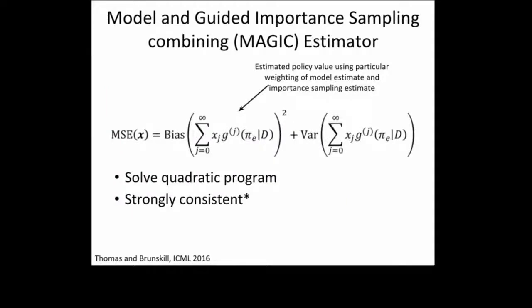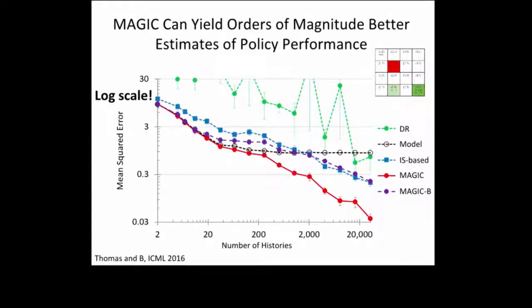And the idea here is that we can directly quantify what the bias and variance of these various blends are and treat it as a quadratic programming problem, and yet still end up with an estimator that is strongly consistent. So the estimator we compute in this case, which we call model and guided importance sampling, is not going to be unbiased, and it's not going to be unbiased on purpose so that we can try to get to estimators that are much more efficient. And so what we can see in some of our small simulated domains is that we can get orders of magnitude tighter estimates from the same amount of data by doing this trade-off.